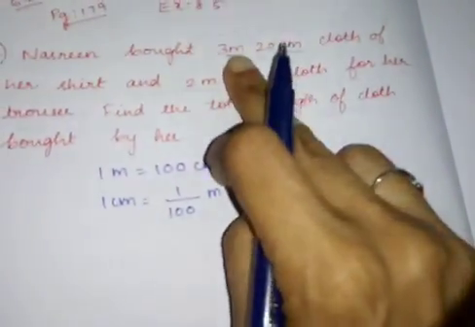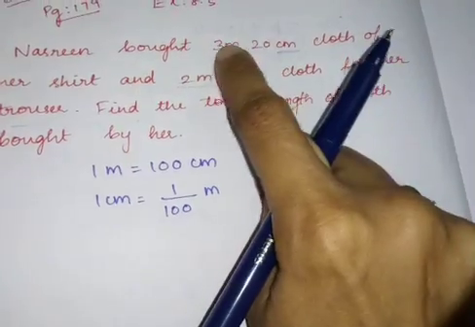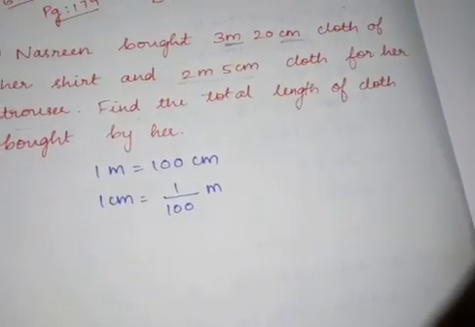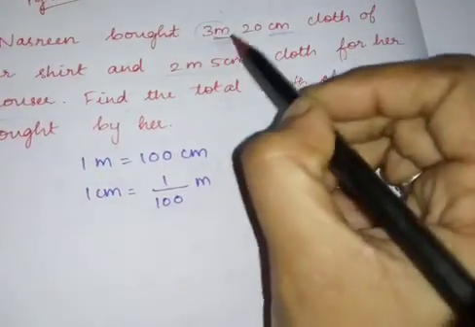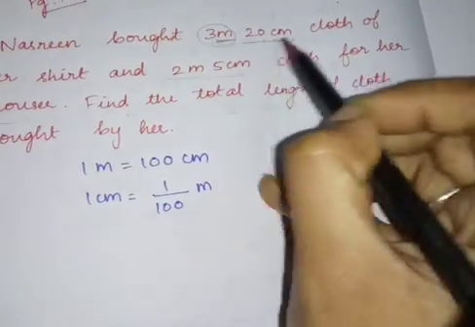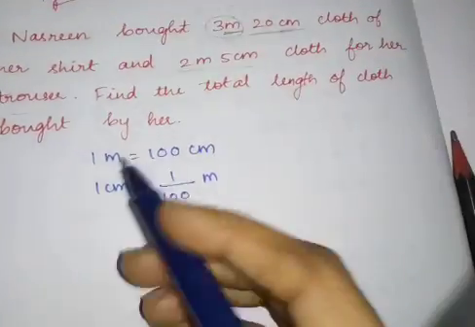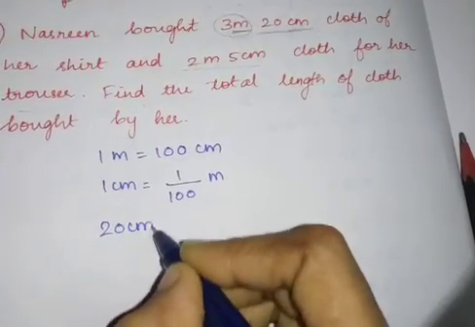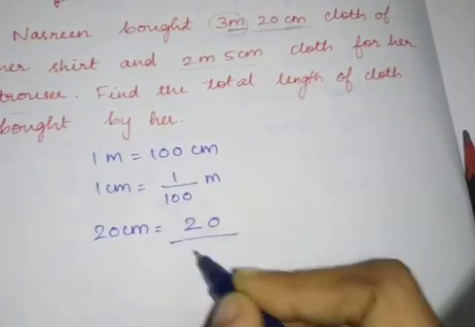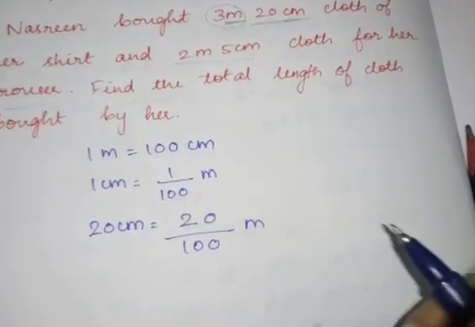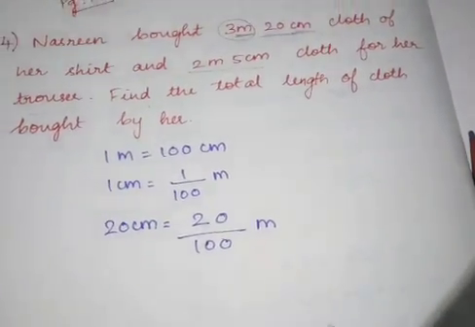Now what do you have to convert? The 3 meter is already in meter. You are supposed to convert only the 20 centimeter. 20 centimeter is equal to how much? 20 divided by 100 meter.